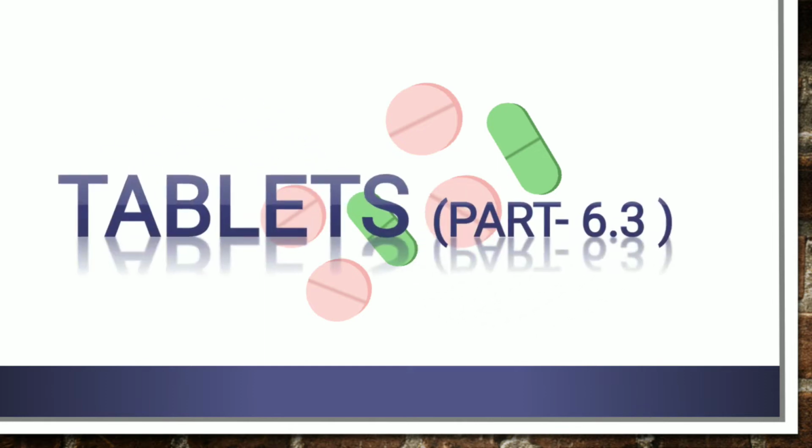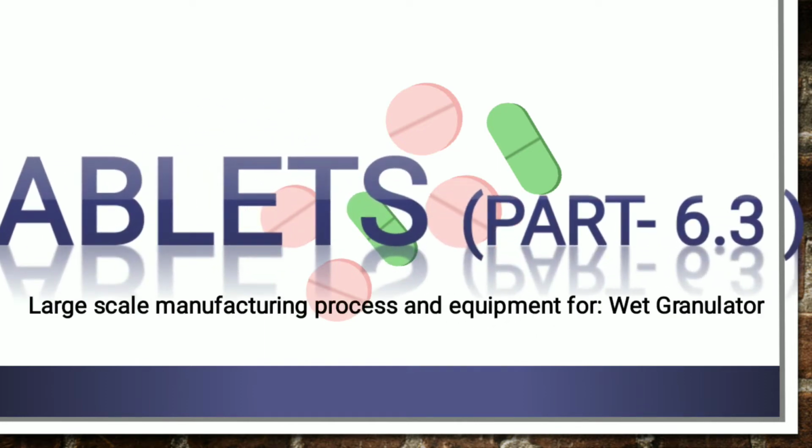Hello students, welcome back. In this video we are going to study large scale manufacturing processes and equipments which are used for the wet granulation process. So basically the binder solution is mixed with the powder mixture to form an adhesive mass which can be granulated.